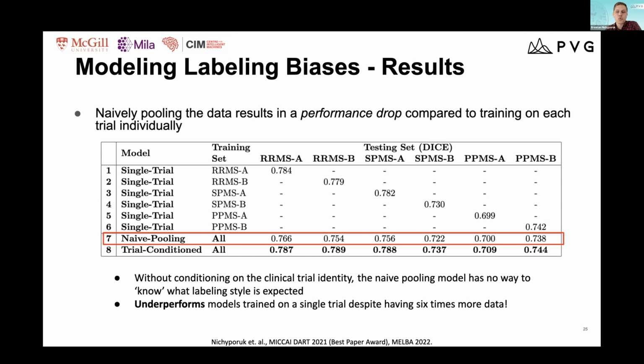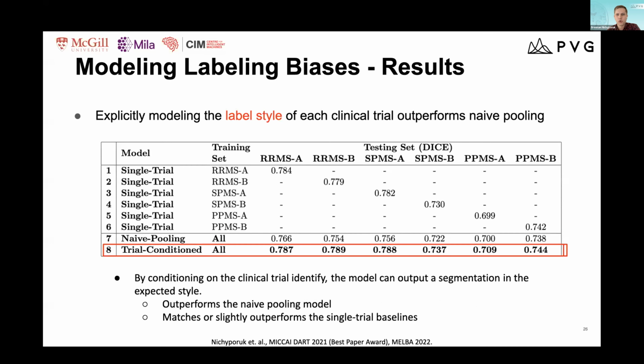And what's even worse is this outperforms the single trial models despite having 6 times more data. So we expanded our data set by a factor of 6 and we saw no benefit. So this is, of course, quite troubling.